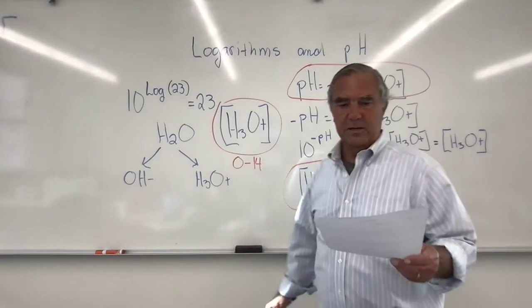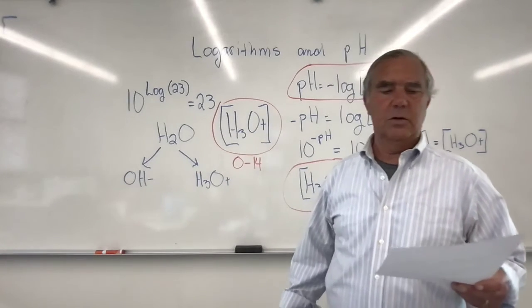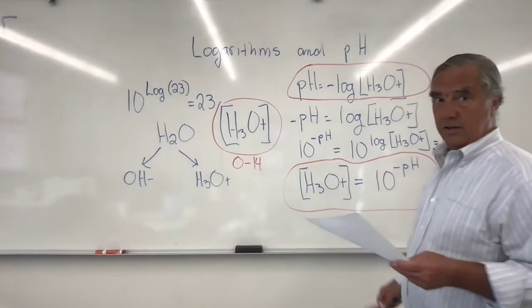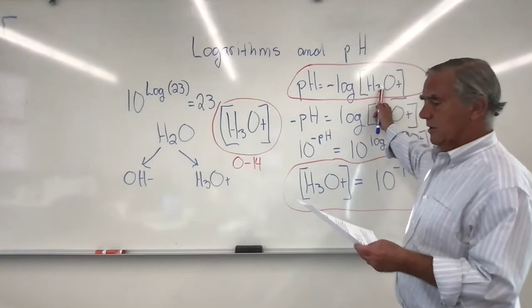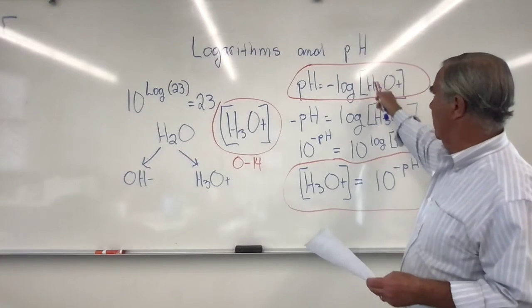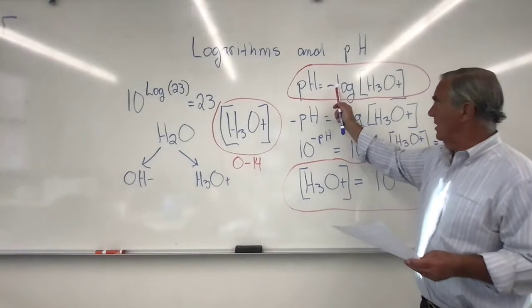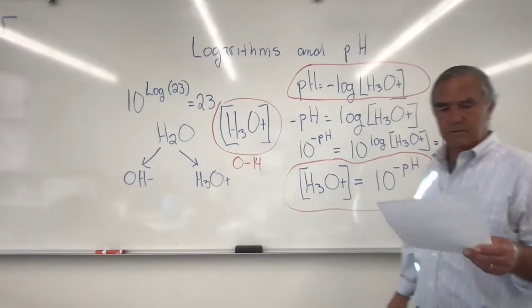pH is the negative base 10 logarithm of the hydronium ion concentration in a fluid measured in moles per liter. If that sounds like a mouthful, it is. Hydronium ion concentration is normally expressed as H3O+ wrapped in square brackets. And pH is the negative base 10 logarithm of the hydronium ion concentration in a fluid.